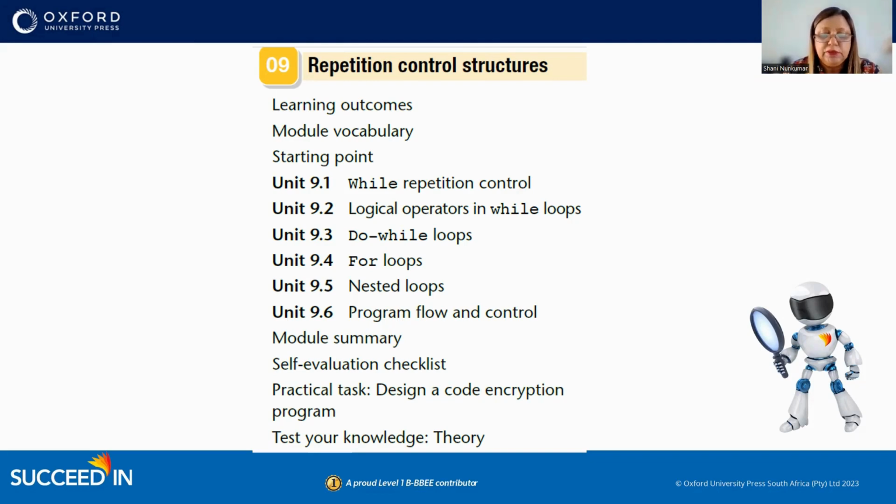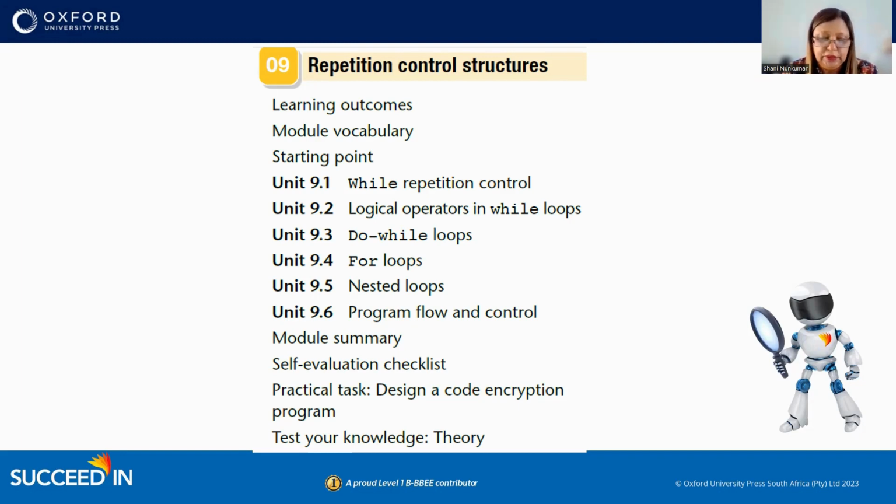Then we look at the while repetition control loop as a pre-test loop. We look at the use of the relational operators in conditions, and we look at block scope of a variable and the break and the continue statements. In 9.2, we look at logical operators in the while loop and the use of the and, or, not for complex Boolean expressions, and once again, compound content in the loop.